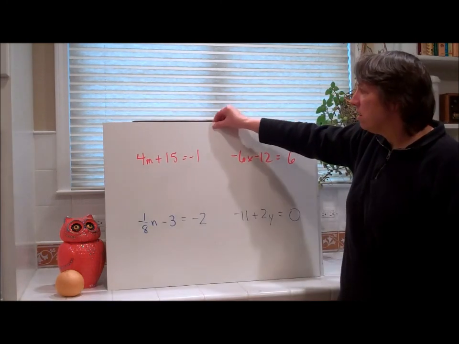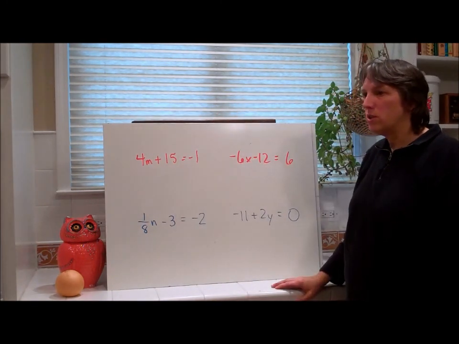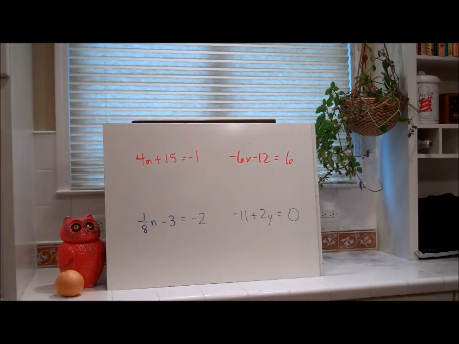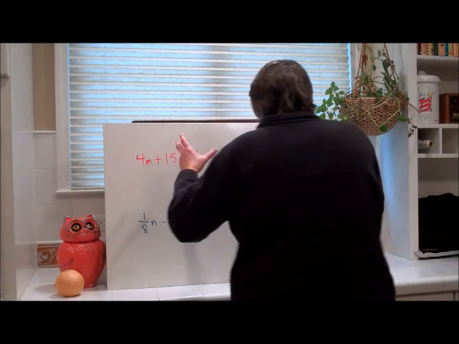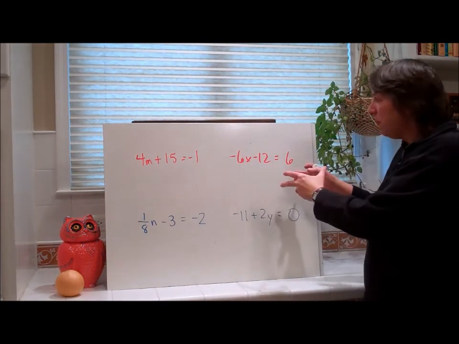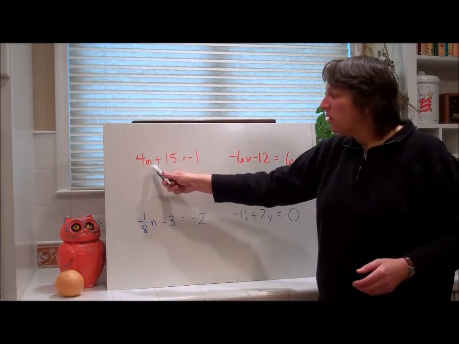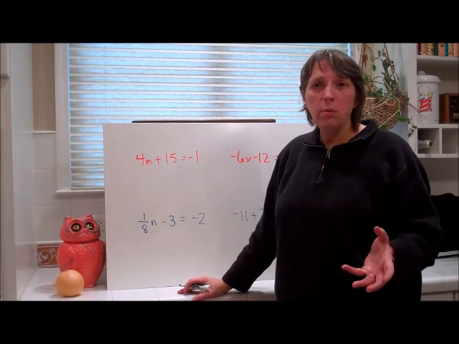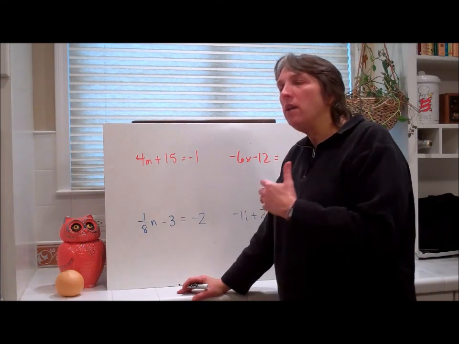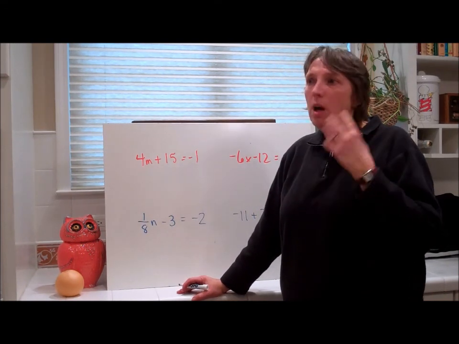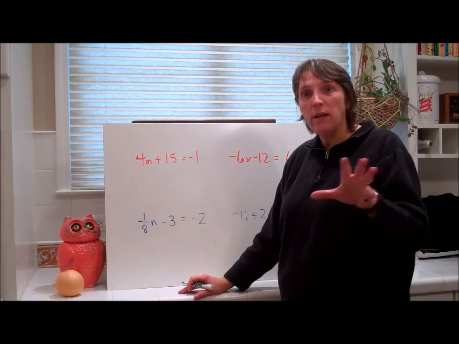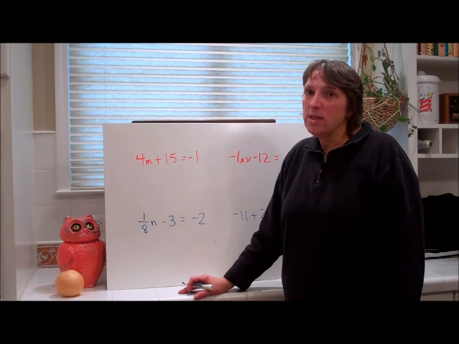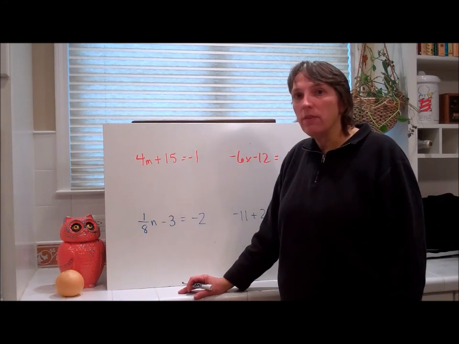We have these multi-step equations. What makes them multi-step is that they take two steps. On the side with the variable, what am I doing to the variable here? Well, I'm multiplying the variable by 4, and then I'm adding 15. I can't do one step, because two things are being done to the variable.